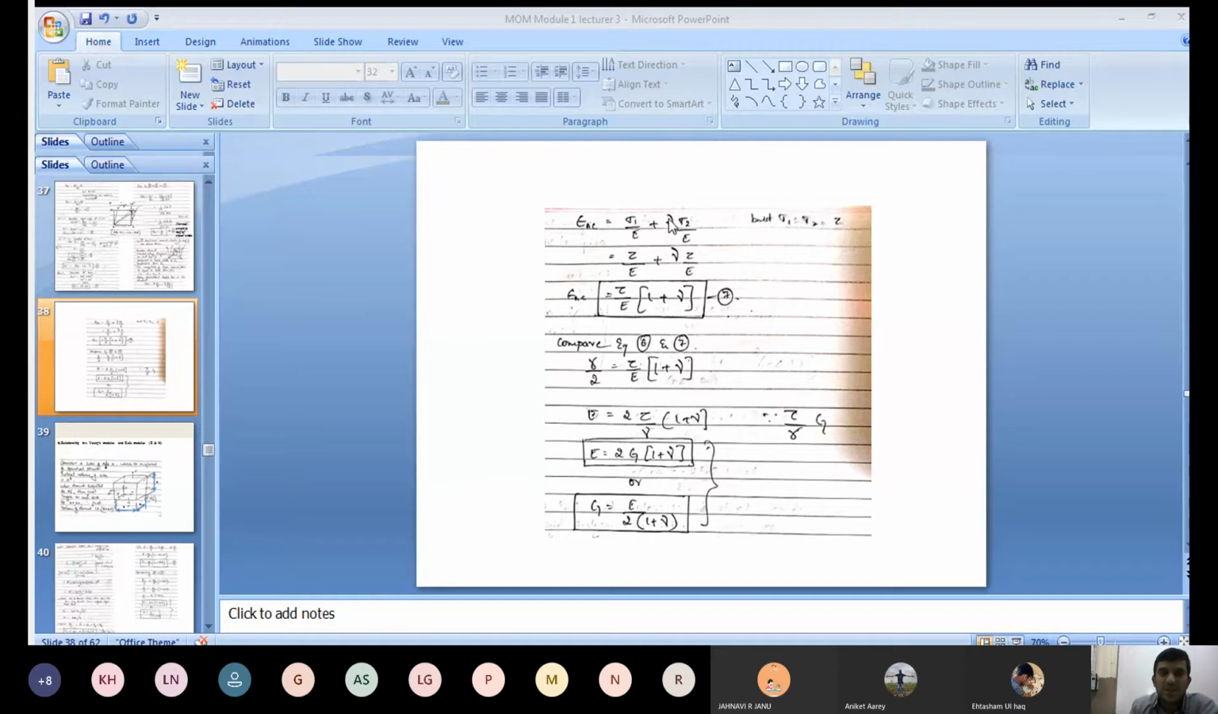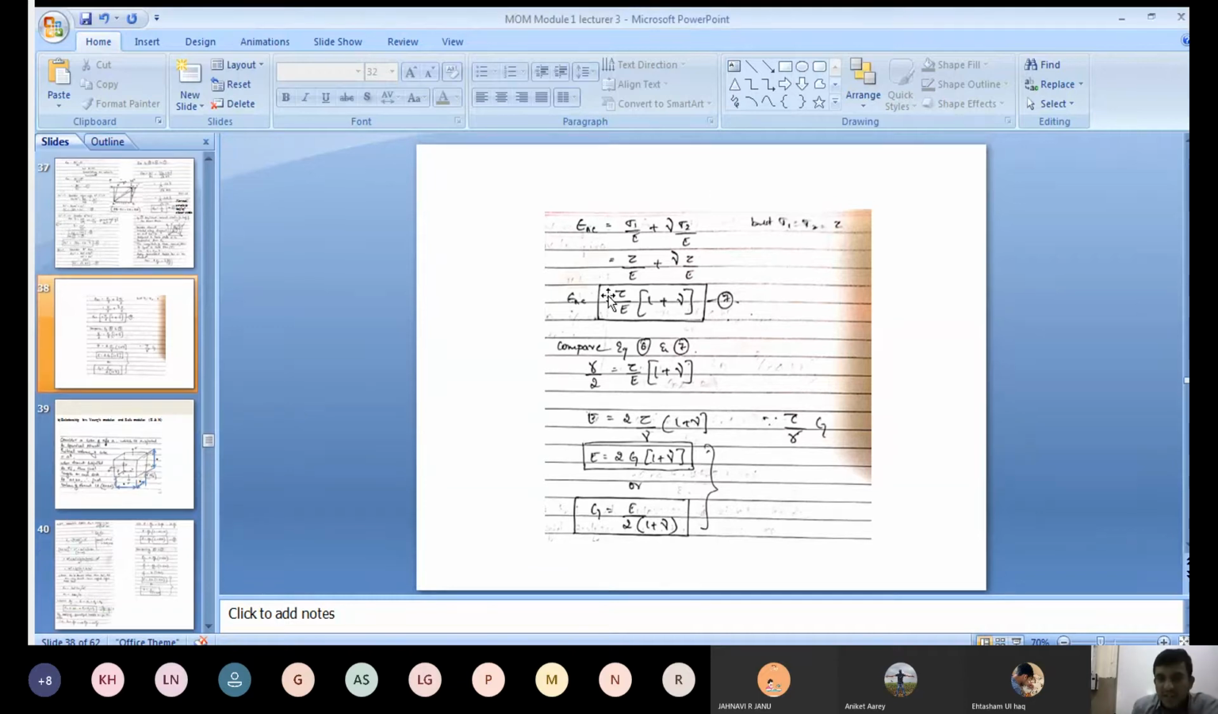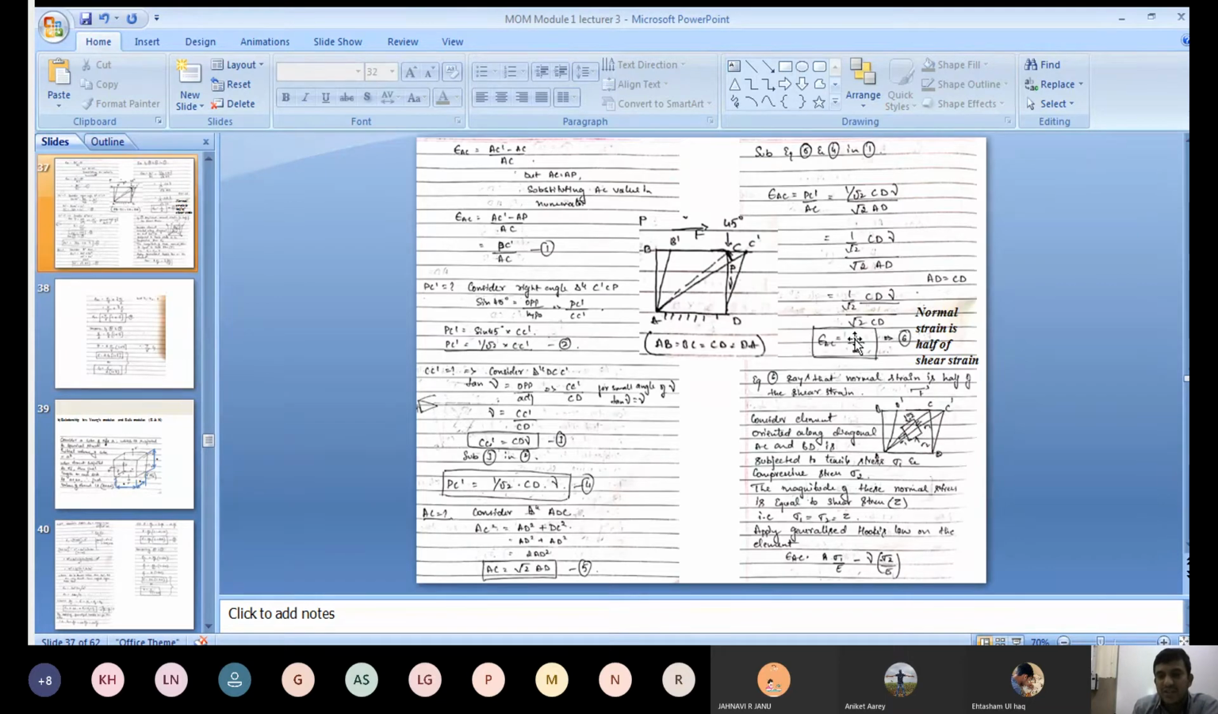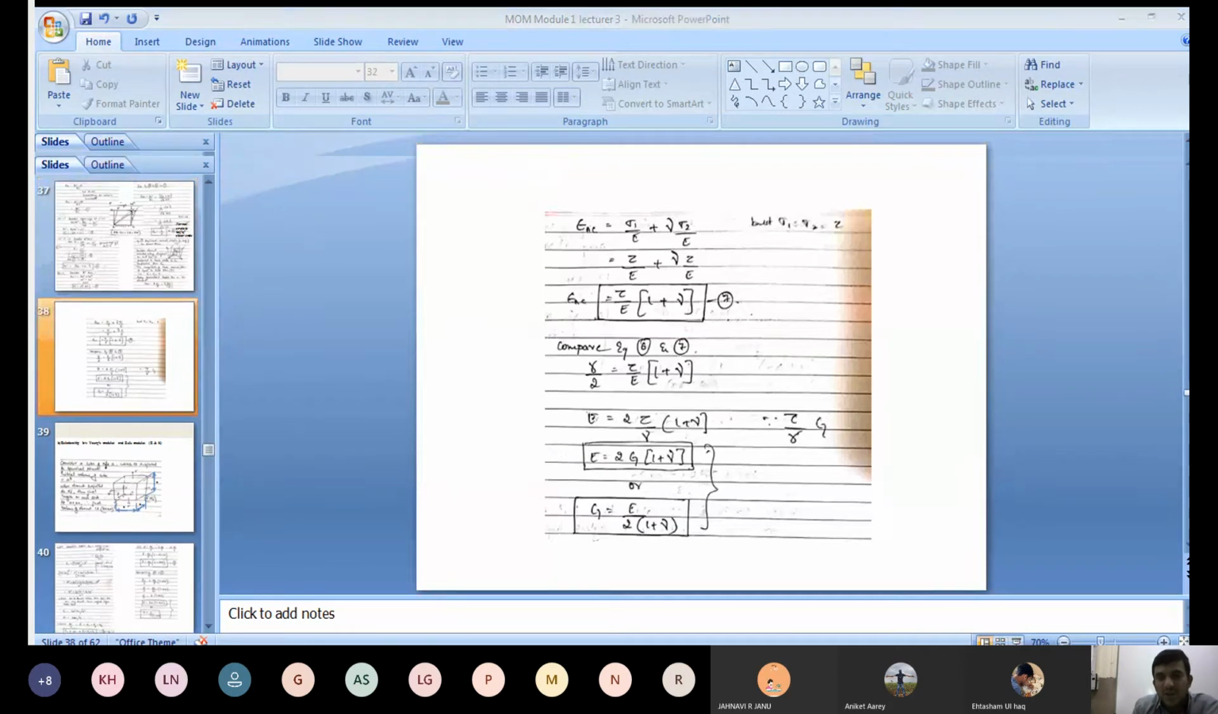That is called equation number 7. Now compare equation 6 and 7. What is equation 6? See, equation 6 says the normal strain is always half of the shear strain. What is equation 7? Equation 7 shows the normal strain along the diagonal is tau by E into 1 plus mu. Now compare those two equations. Left hand side are equal, so right hand side also equal.